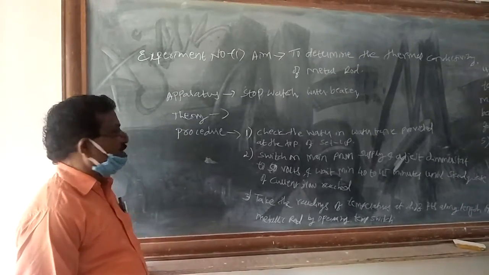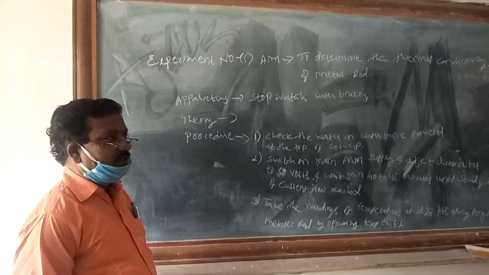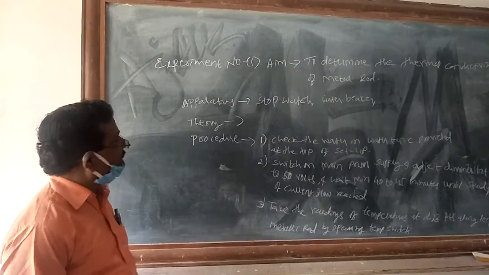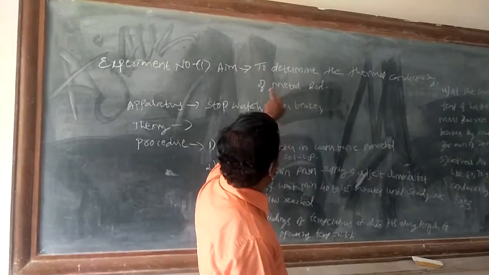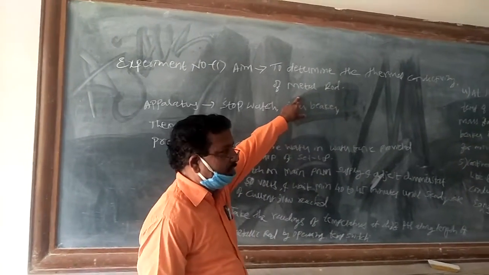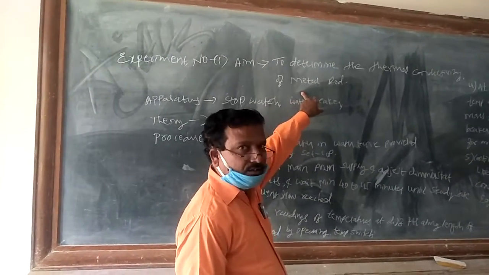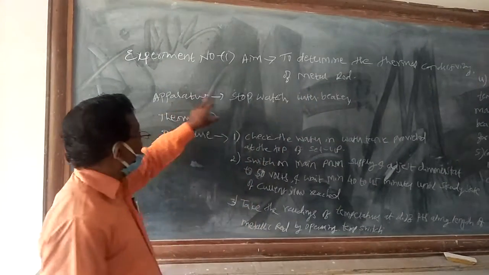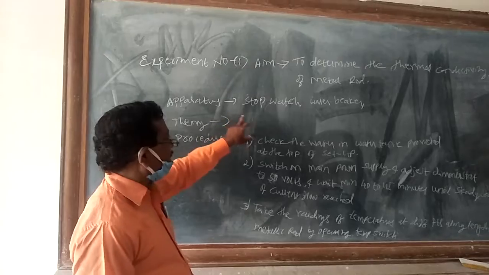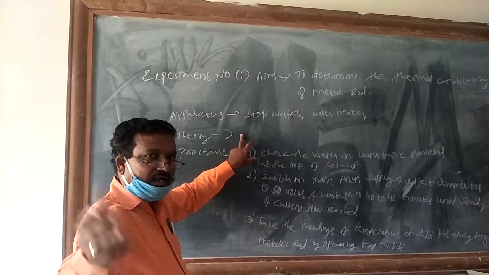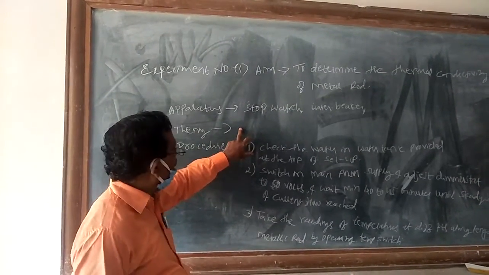Yes, my dear students, today let us go for experiment number 1. Here the aim is to determine the thermal conductivity of a metal rod. The metal rod is made of brass. Okay, apparatus: stopwatch and water beaker. Theory you have to write by referring to this manual.